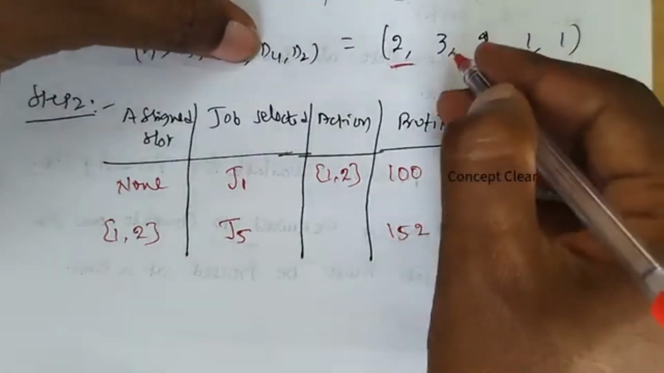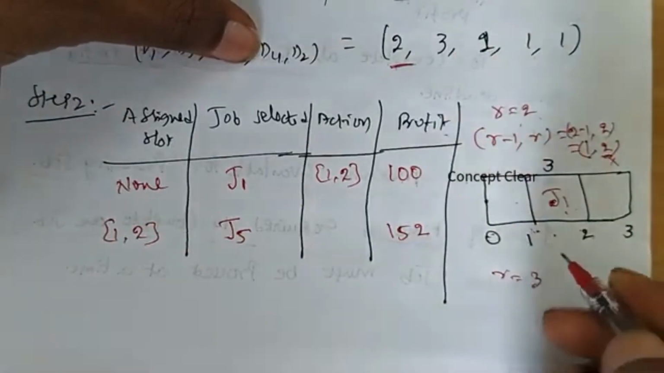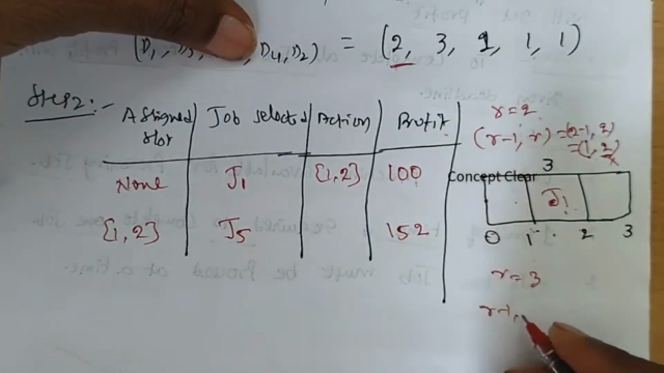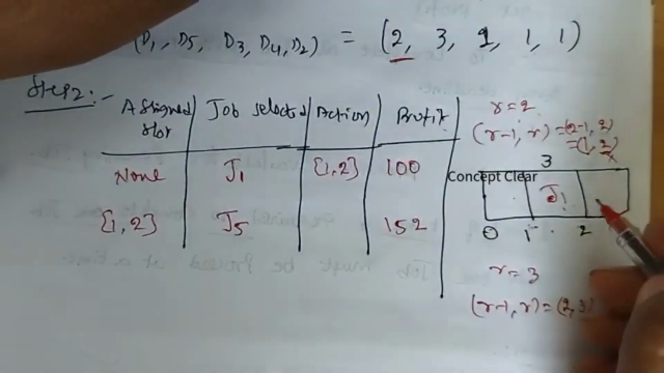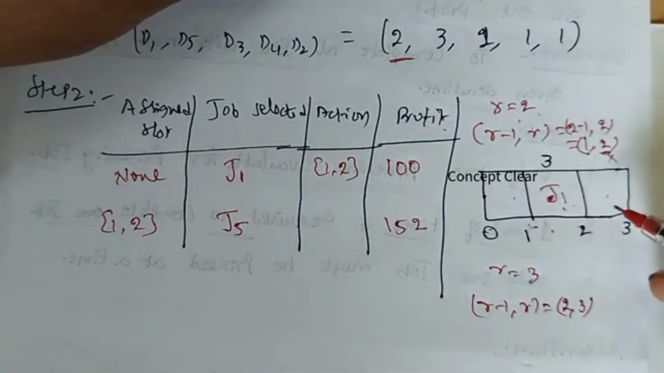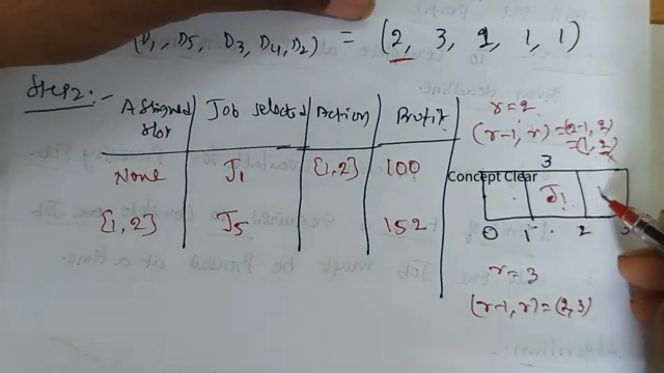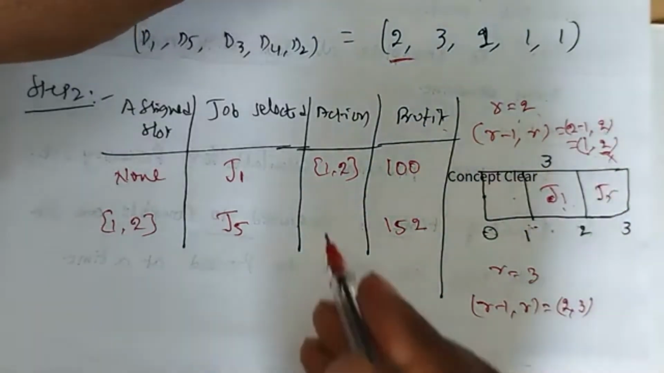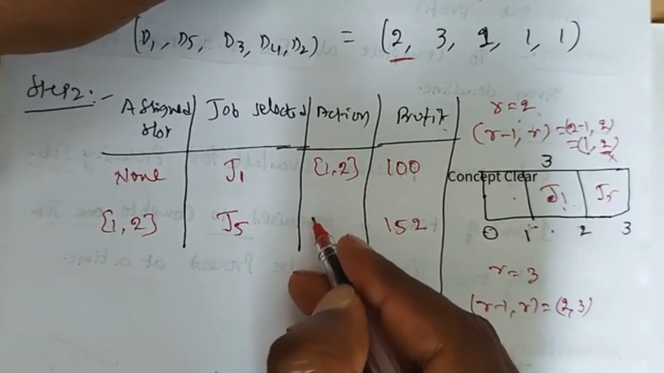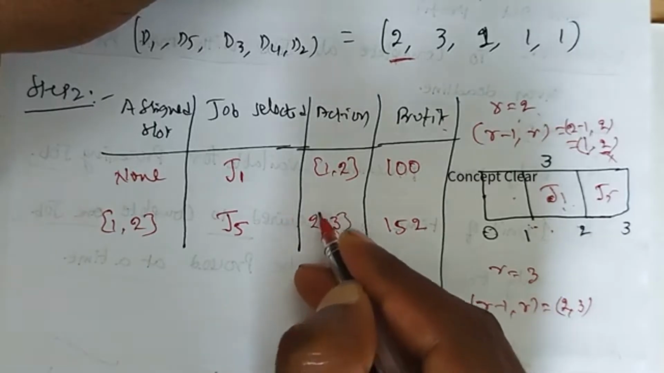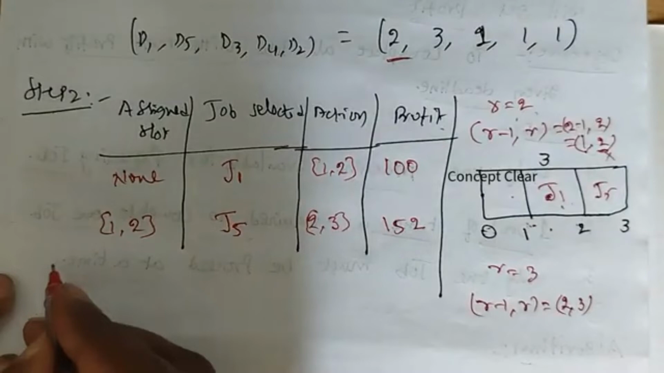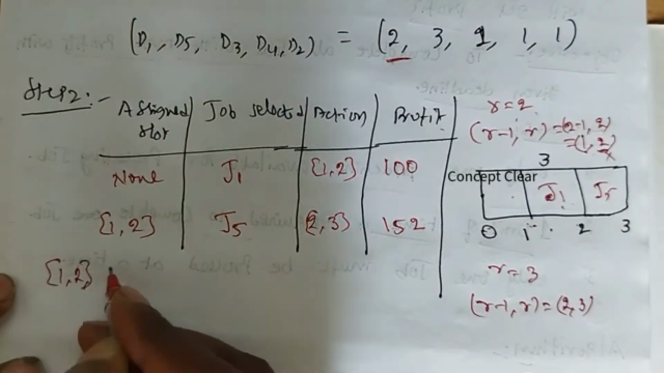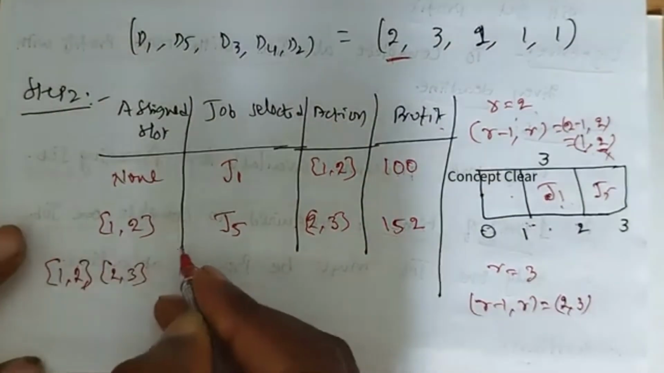What is the R value? R equals 3. R equals 3 means R minus 1 comma R, that equals 2 minus 3. So the 2 comma 3 slot is empty, so we can place J5 here. The action performed is 2 comma 3. What is the assigned slot? Previously 1 comma 2 was assigned. Now the 2 comma 3 slot is assigned.